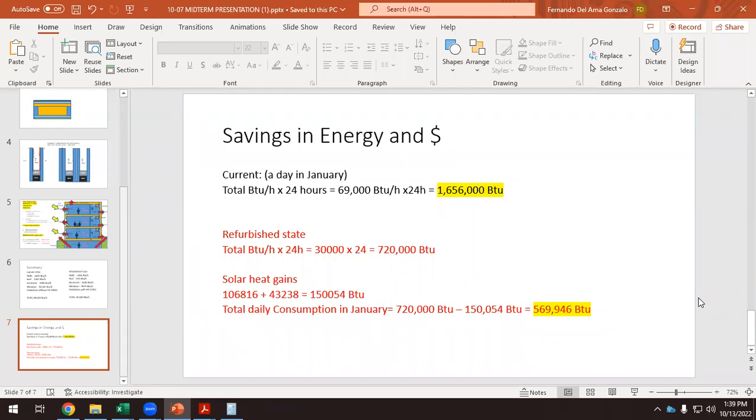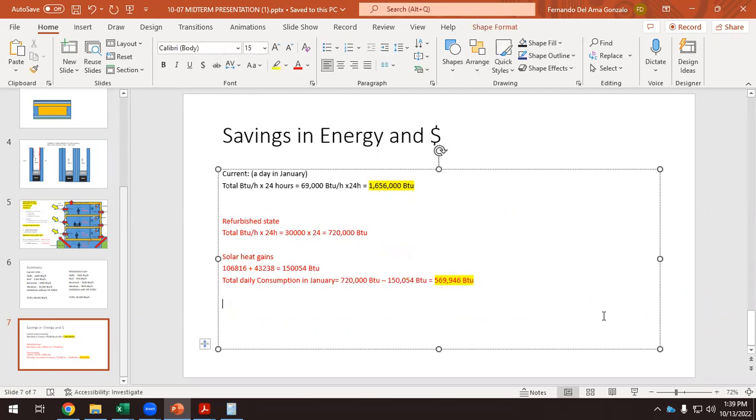Okay. What are my savings? The savings are the original number minus the second one, divided by the original one.